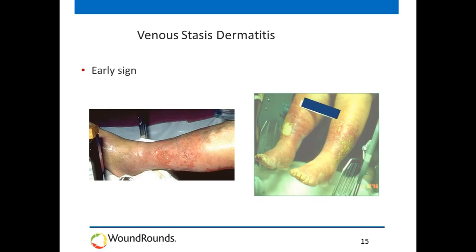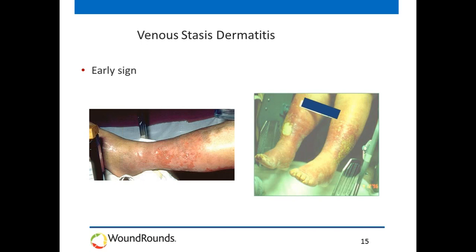One of the early signs of venous insufficiency is venous stasis dermatitis. It's an inflammatory condition caused by chronic venous insufficiency. It'll be erythema on the legs. They may be inflamed. There may be tender vesicles, crusting lesions. The patient will be afebrile. They may be itchy. It could be on one or both legs.